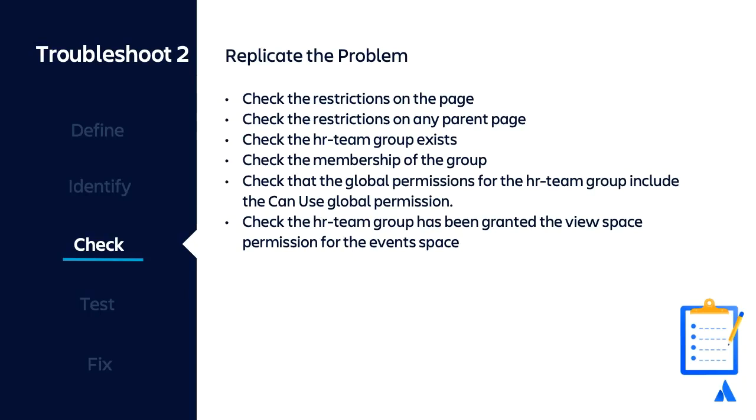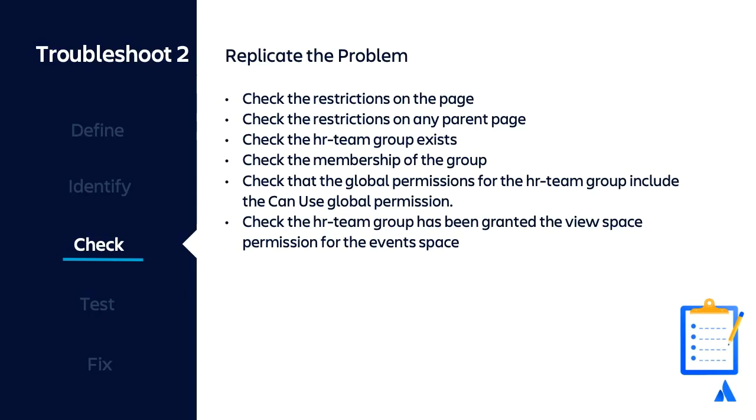You check that 3 users, Peggy, Ed, and Simon, have been added to HR team group. You confirm that the group exists and that Peggy, Ed, and Simon belong to the group. At this point, you can check that each group member has the can-use global permissions. You check and can confirm that all 3 users belong to the Confluence users group and that group has been granted the can-use global permissions. So far, so good. All necessary global permissions and settings are in place.